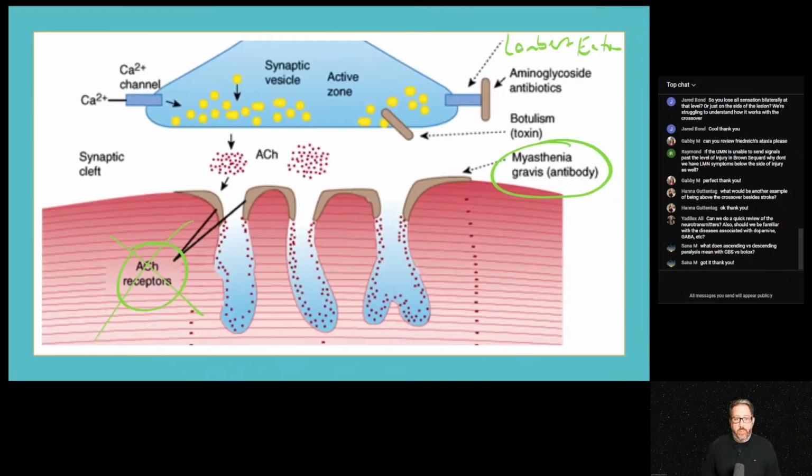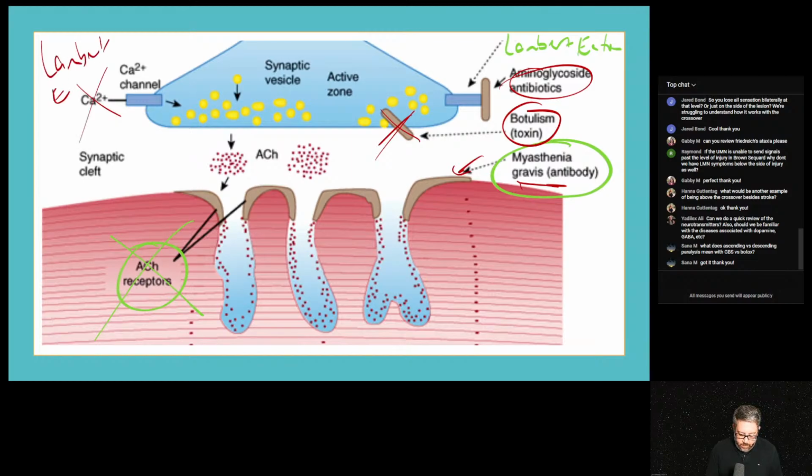So this one's a really good one to know also. Again, here's your Botox, and that prevents the release of acetylcholine at the presynaptic side. You remember myasthenia gravis is a post-synaptic side. Your aminoglycosides are also presynaptic. The Lambert-Eaton actually blocks the sodium.